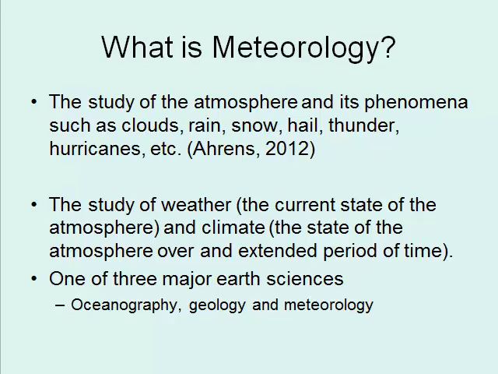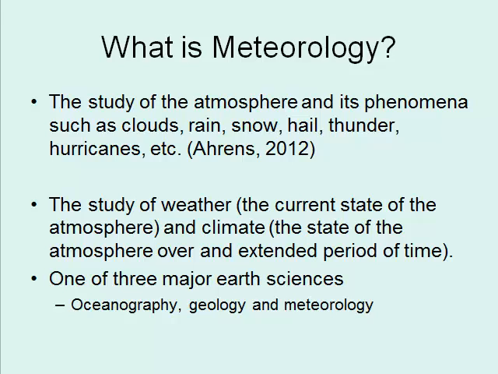So meteorology includes the atmosphere and phenomena that are produced in the atmosphere, such as clouds, rain, snow, hail, thunder, hurricanes, and so on and so forth. Basically weather. So it's the study of the weather that we see outside. And weather can be defined by the current state of the atmosphere, so it's happening now outside.